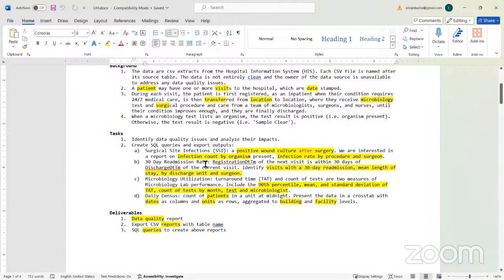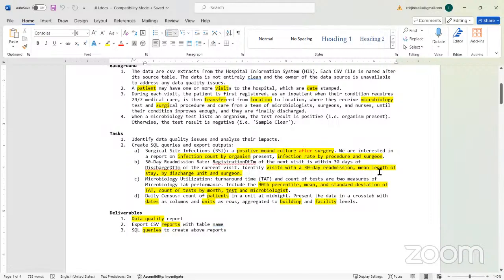And the second is also about quality, 30-day readmission rate. So if the patient has multiple visits and the registration date time of the next visit is within 30 days of the discharge date time of the current visit, that means we thought he recovered and his condition improved, so we discharged him. And then in less than 30 days, he comes back again, right? So that's bad. That means he was not cured the first time, right? So it asks you to identify a visit with a 30-day readmission.